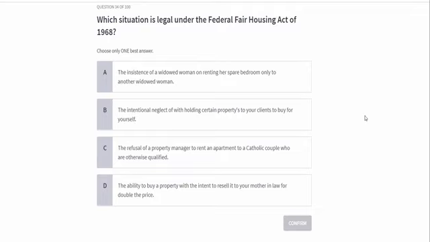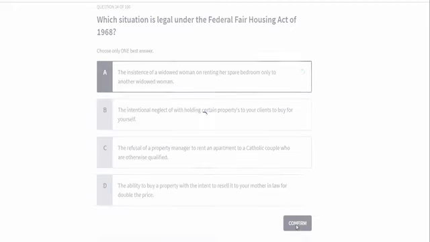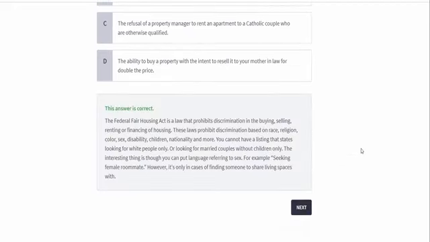Alrighty, so what is the correct answer for this one? The correct answer is A, the instance of a widowed woman renting her spare bedroom only to another widowed woman. Okay, let's break this problem down, because I get hundreds of questions and comments about this problem.